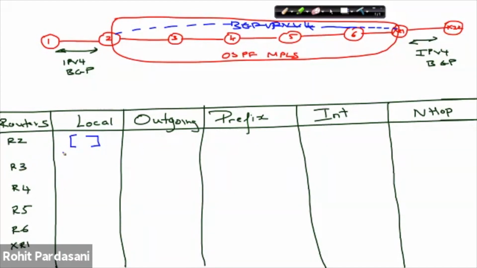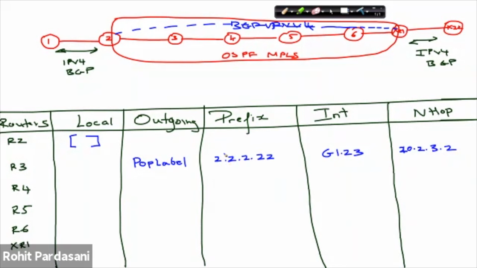When R3 gets this special label, he puts that in the out column, and the special label was implicit null, which basically means pop label. Now, the meaning of pop label is remove just the topmost layer, and whatever's inside, forward that ahead. So he puts that pop label here for the prefix 2.2.2.2. On which interface did he receive the advertisement of the label? On gig 1.23. From which neighbor? From maybe 20.2.3.2, which is R2.